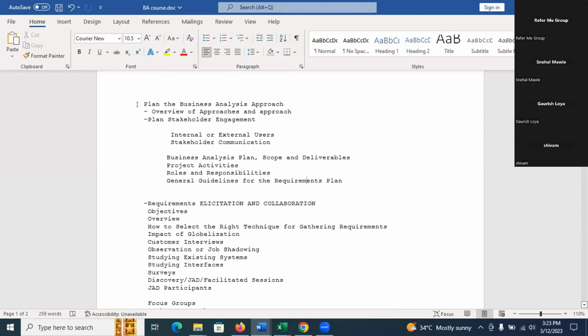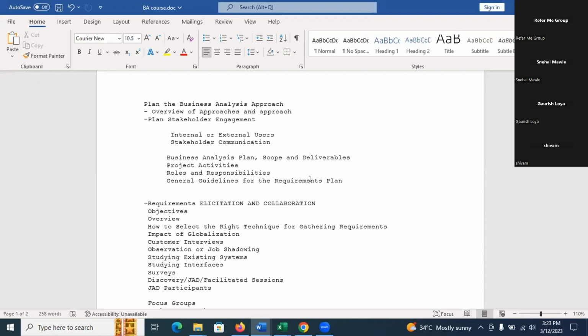Starting from the beginning, here we'll be studying the business analysis approach. Who are your stakeholders? Who is your client? What is your communication mechanism with them? You cannot directly go and talk with the client every now and then, right? You have to establish a formal communication mechanism with them. Then understanding what kind of project it is, what the expectation is in terms of business analysis, what the scope is, and what the set of deliverables is.